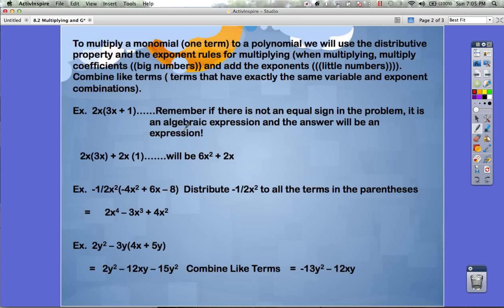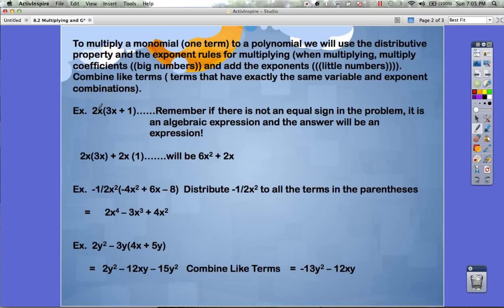And remember, our exponent rules when we're multiplying: you multiply the coefficients, or the big numbers, and you add the exponents, or the little numbers. Okay, you're going to then combine like terms, which are terms that have exactly the same variable and exponent combinations, the same last names. So when you do this, remember there's not an equal sign in these problems, so these are called algebraic expressions. And that means that when you finish, your answer will be an expression, not a solution, okay?